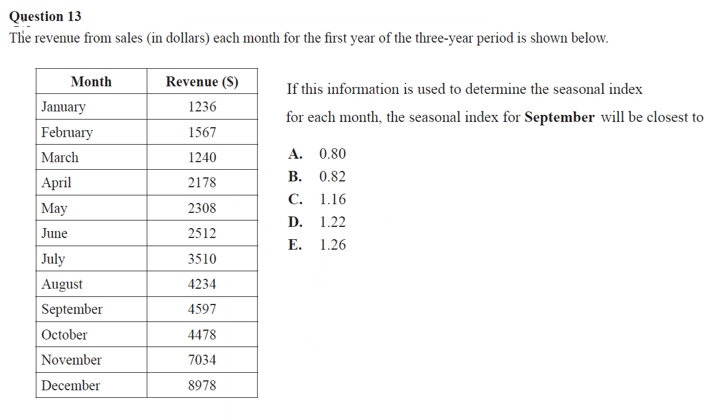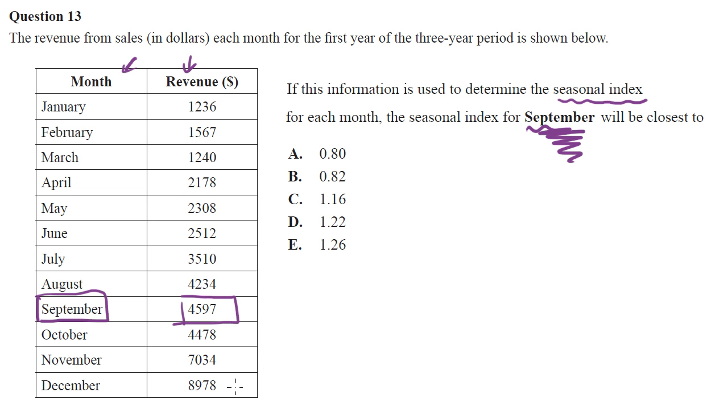The final question, 13, said this: the revenue from sales in dollars each month for the first year of a 3-year period is shown below. Month revenue. If this information is used to determine the seasonal index for each month, the seasonal index for September will be closest to. Okay, so where's September? That's here. What we're trying to find is what this number will be as a seasonal index. So how do we find their seasonal index? We're going to have to divide this number, 4597, by the average of all of these numbers.